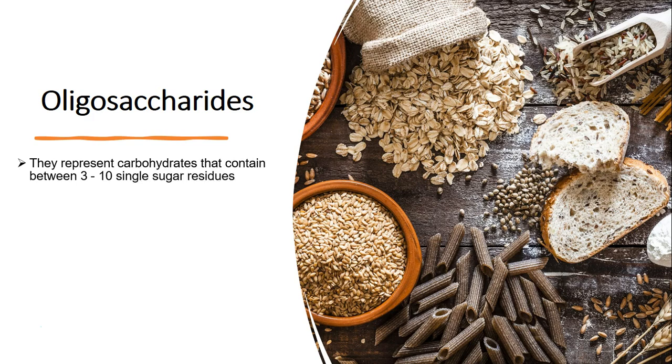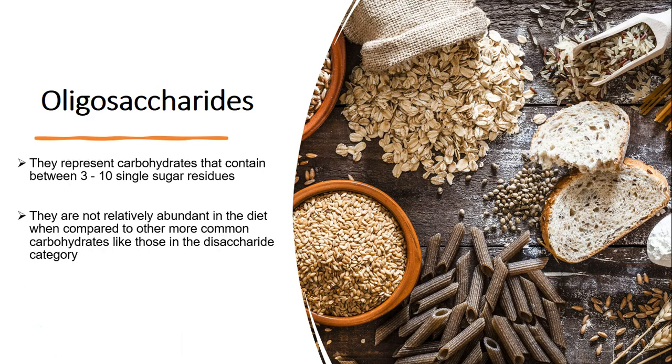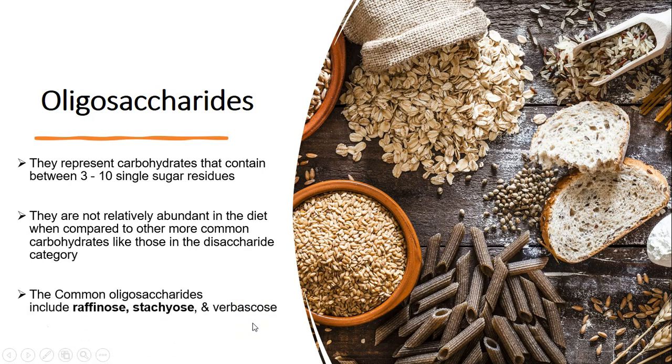The oligosaccharides are carbohydrates that contain between 3 to 10 single sugars or simple sugars. They are not relatively abundant in the diet. So when you compare these oligosaccharides to things like disaccharides, things like lactose, sucrose, or maltose, they are not as abundant in the diet. And so you'll find that not so many times people talk about oligosaccharides. Some of the common oligosaccharides include things like raffinose, stachyose, and verbascose. And of course, this is something that we'll discuss in more detail in another session.